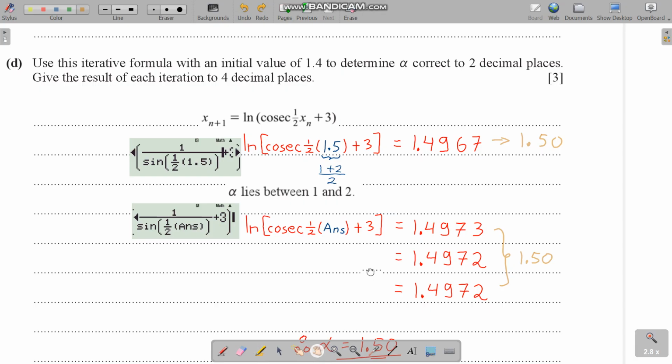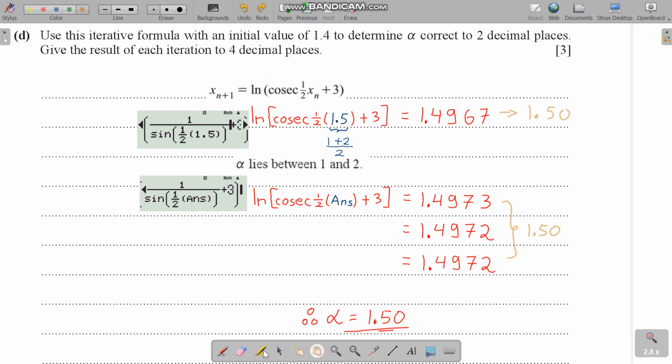Now if you round off to 2 decimal places, here you already have 1.5, and here you get also 1.5, 1.5, 1.5. So the alpha is therefore 1.5.